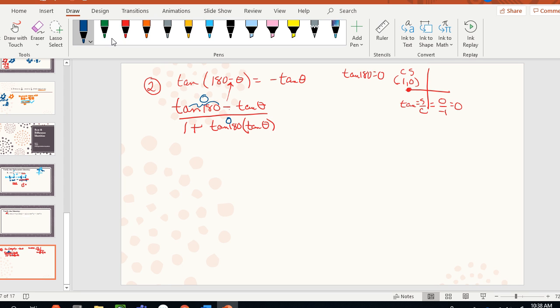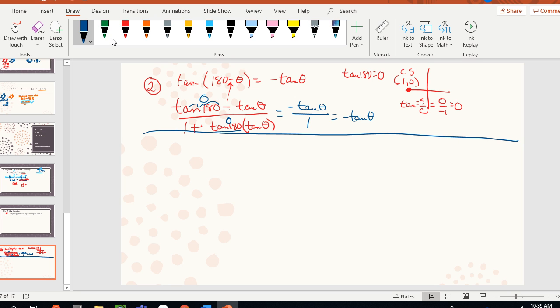Tangent 180 is 0. So if this goes to 0, that goes to 0, what's left on the top is negative tangent theta all over... The only thing left is 1. Oh my gosh, that's just negative tangent theta. Holy cow, that was crazy easy. The ones on the front page are pretty easy.